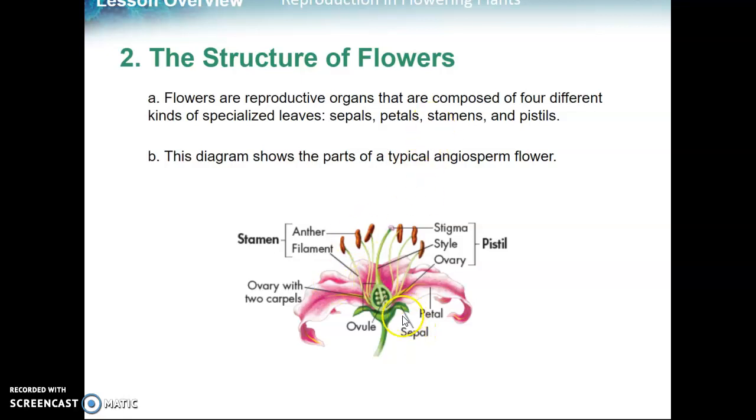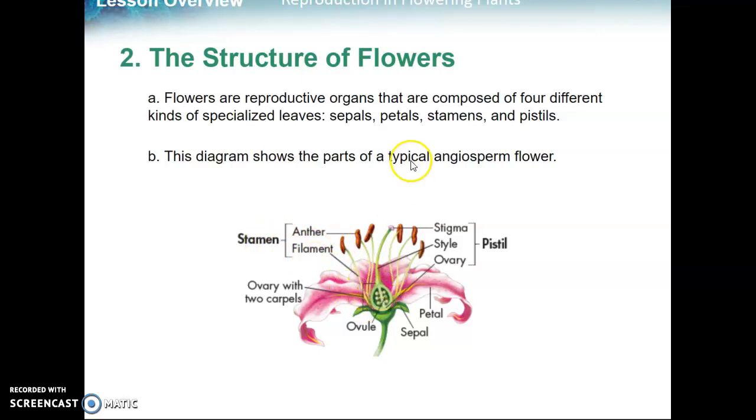There are the stamens, which are this piece right here. It's made of 2 pieces. You can see here the anther on the top and the filament, which is like the stalk. Together, those 2 pieces make up the stamen, which is the male part of the flower.